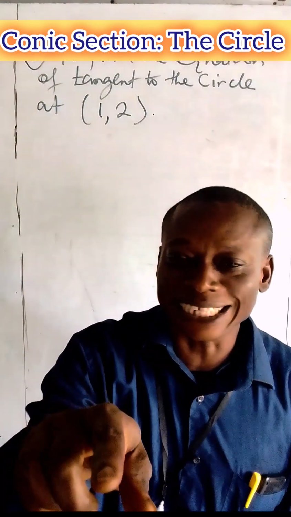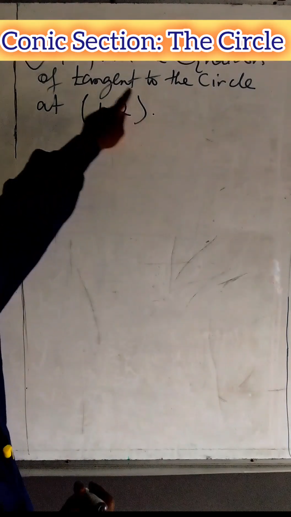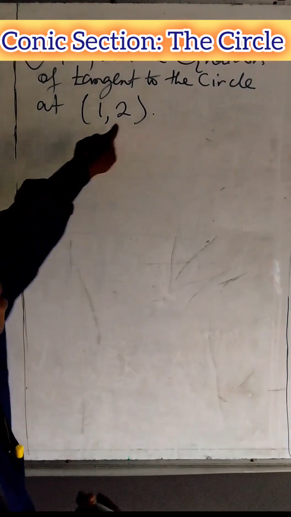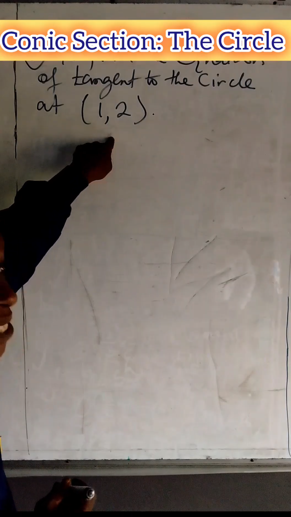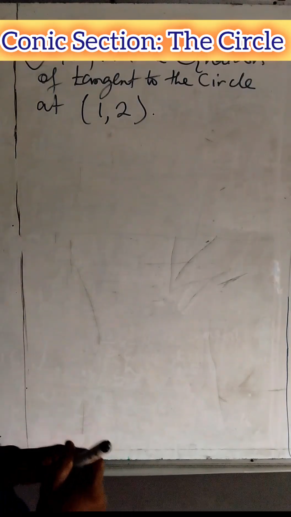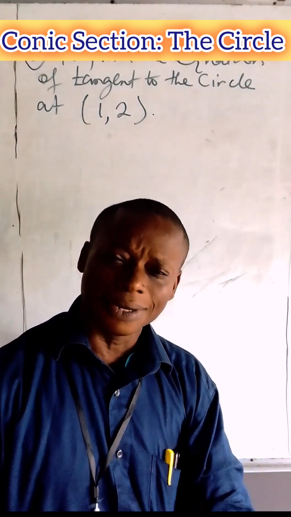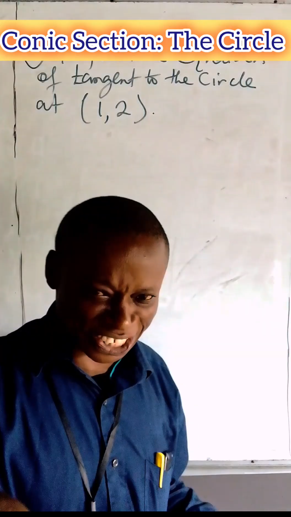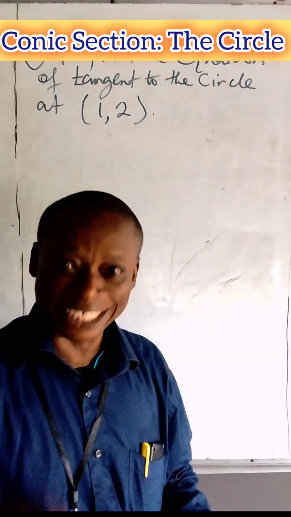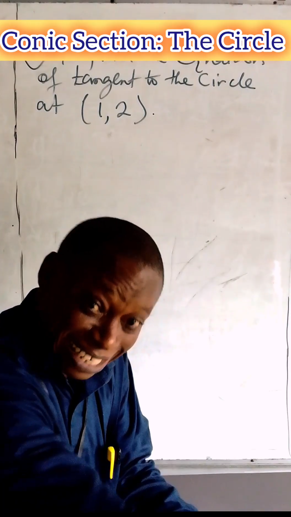Right, still on that same question, the next part of it goes as follows: to find the equation of the tangent to the circle at the given point. We want to find the equation of the tangent to that circle. A tangent is a straight line that touches a circle at a particular point called the point of tangency. That point of contact is called the point of tangency. So we want to find the equation of that straight line, that tangent.